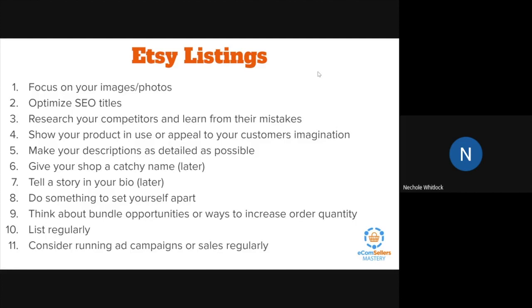Number 9, think about bundle opportunities or ways to increase your order quantity. So maybe she has 3 or 4 sets of recipe stacks. She's selling 10 recipe cards for fruits, 10 recipe cards that are vegetables, and 10 recipe cards that are fruits and vegetables. Now she has the opportunity. She's selling them individually. She has the opportunity to get 3 different sales. So that's going to increase her average order value over time.